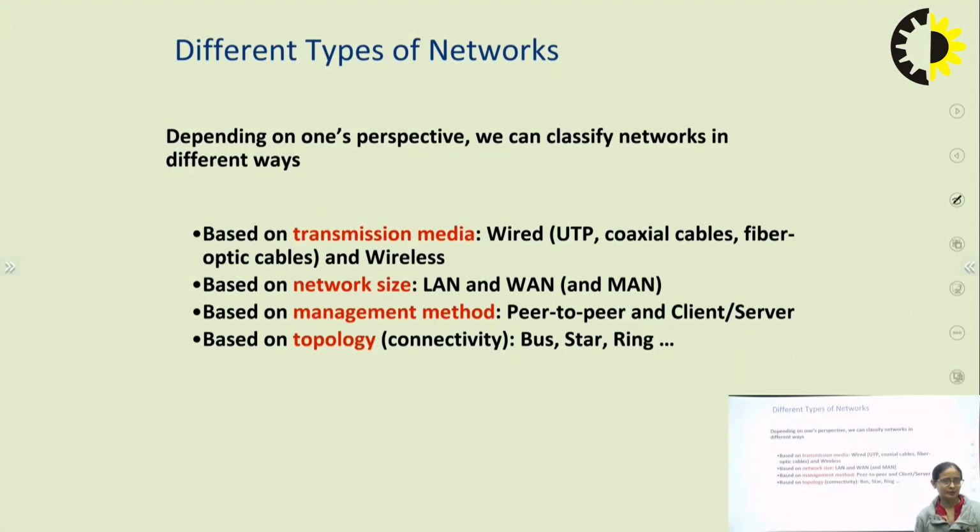Depending on various perspectives, we have different classifications of networks. Based on the transmission medium, that is, what kind of medium we are using to connect the devices to form a network, it could be wired or wireless. When we say wired, it could be UTP, coaxial cables, or fiber optic cables. But in the case of wireless, it could be radio waves, satellites, or infrared beams.